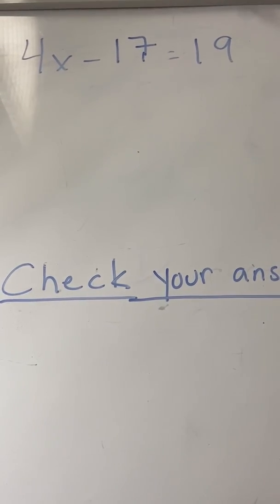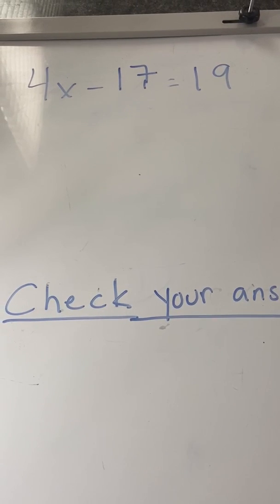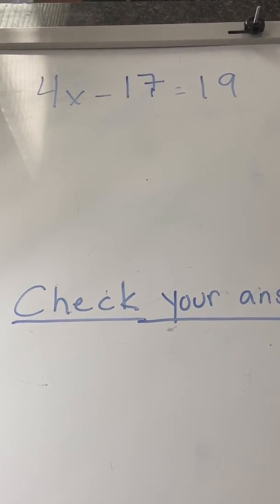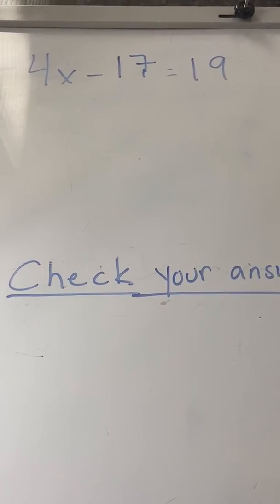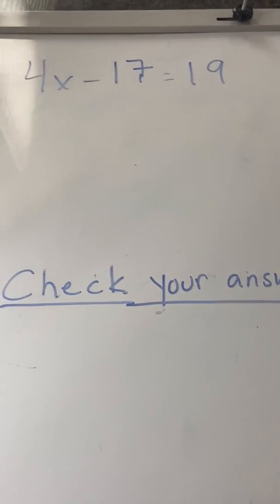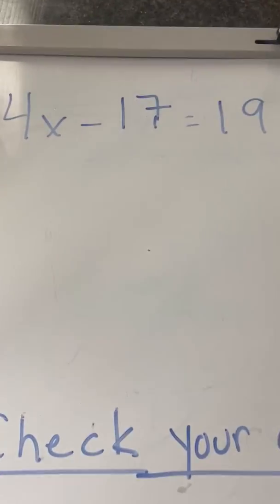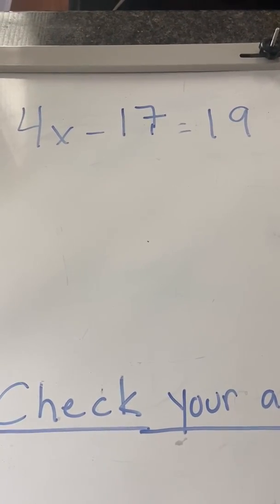All right, let's talk about checking an equation, checking your answer to make sure that you solved the equation correctly and you got the correct answer. In previous lessons you learned how to solve equations, but just in case you missed something, let's go over it. So here's our equation: 4x minus 17 equals 19.